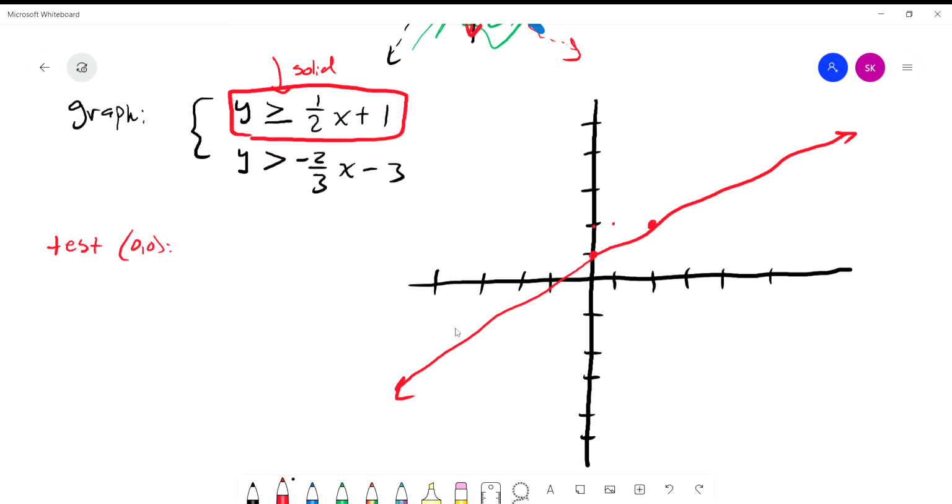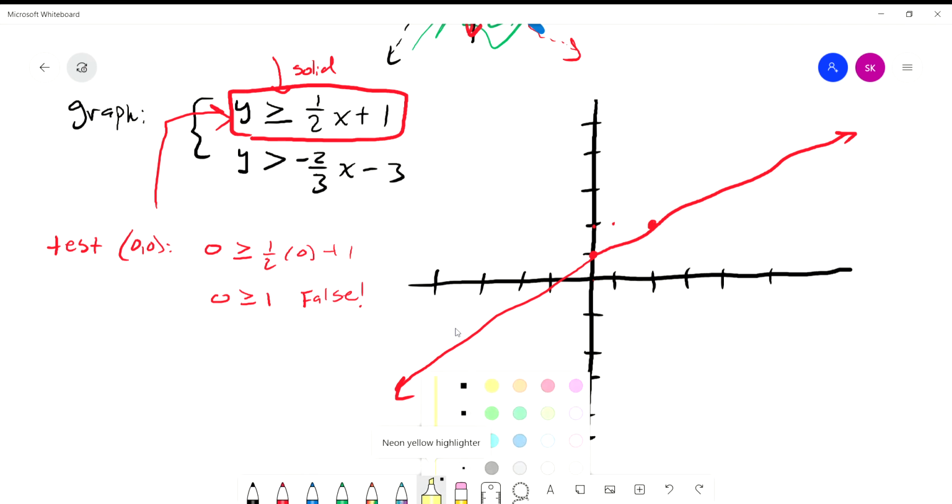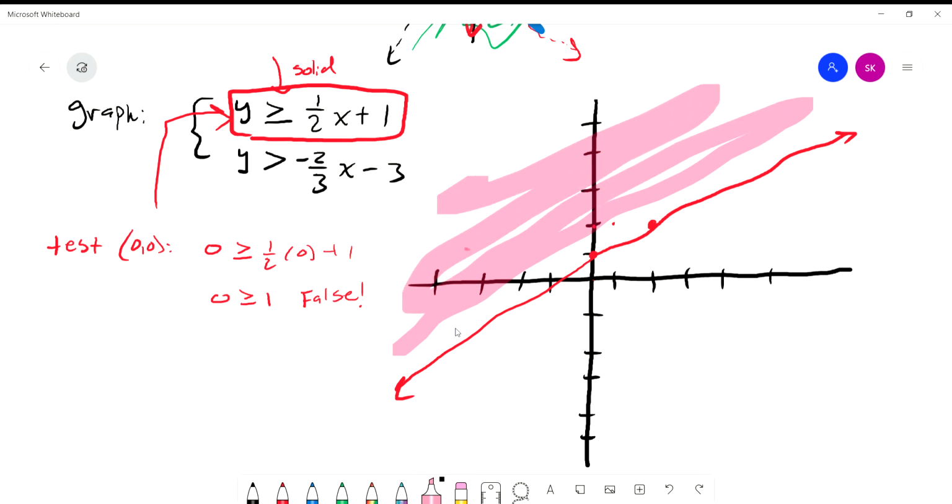But here I'm going to test it into that equation, this guy specifically. So that is to say 0 greater than or equal to 1/2 times 0 plus 1. Or 0 is greater than or equal to 1, which is false. So 0, 0 is not in the solution space, it's on the other side. So I'm going to go with a highlighter and go red. That means my solution space is over here. Up to and including that line, right? So that's the solution space for the first inequality.